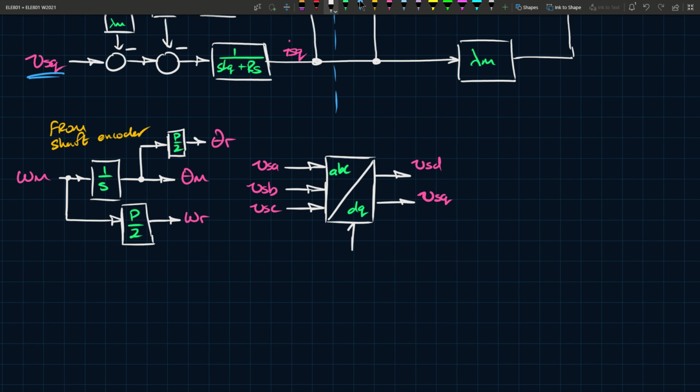Now you have another thing coming in here, because remember, your angle or your frame rotates with a certain angle. And that angle is theta r. And this is the same theta r you would get from your shaft encoder.